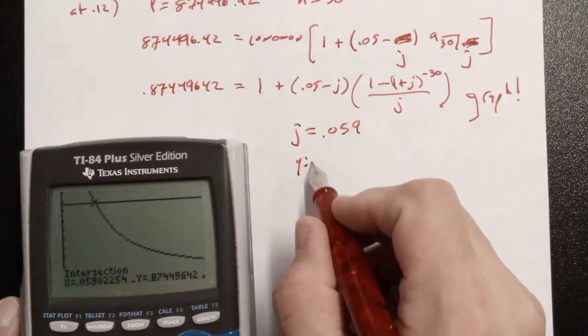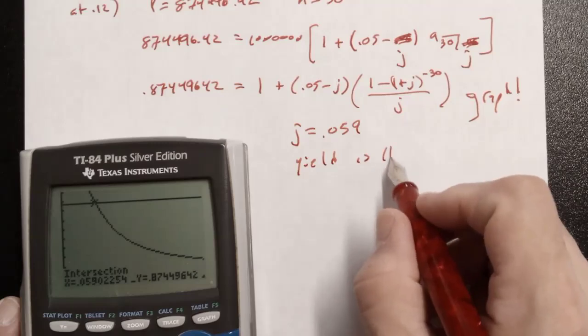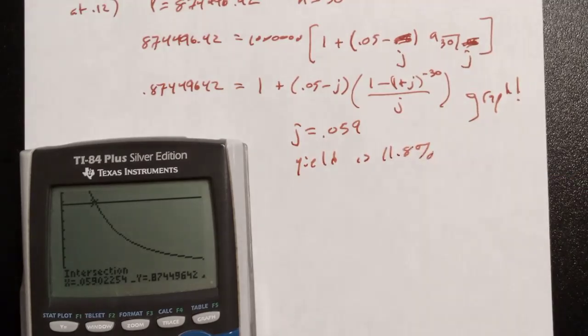Which means my yield is twice that, 11.8%. So in spite of the fact that I thought we negotiated this at 12%, by redeeming late, I actually earn a little less. I paid more, and so my actual yield was a little lower. Now this was for the 12% bond, which was at a discount.